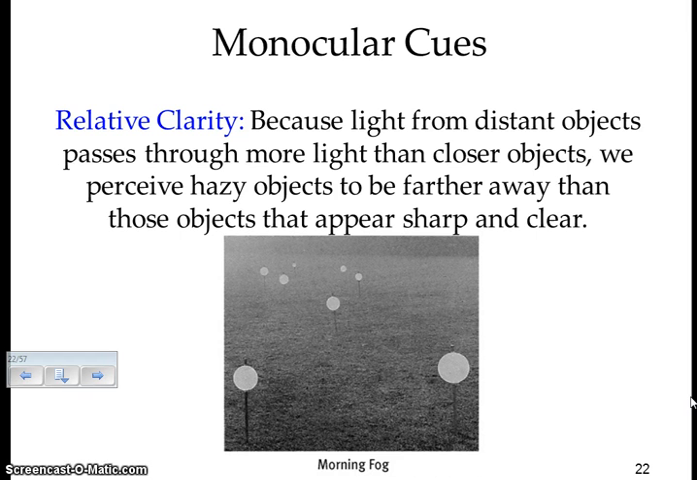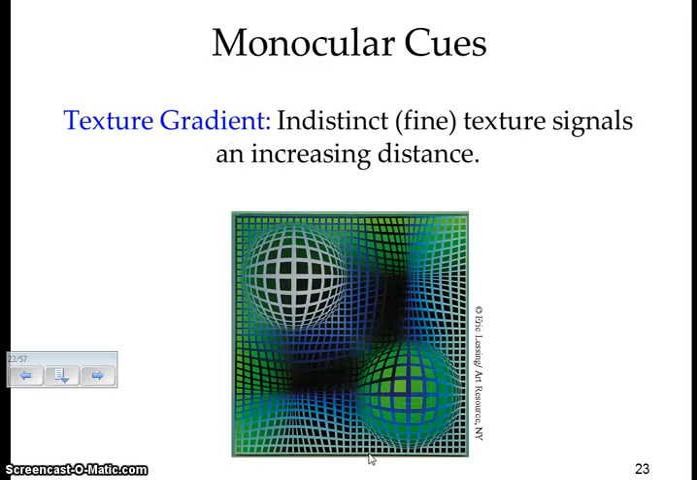Relative clarity. Sometimes when you're driving in the morning and there's fog, objects that are clear are the ones that are closer up to you because there's more light there. And the objects that are far away are hazy because there's less light there. Look at that. Texture gradient: indistinct fine texture signals increasing distance. Nice, big, close to you. Far, far, far away. Closer, closer, close, far away.